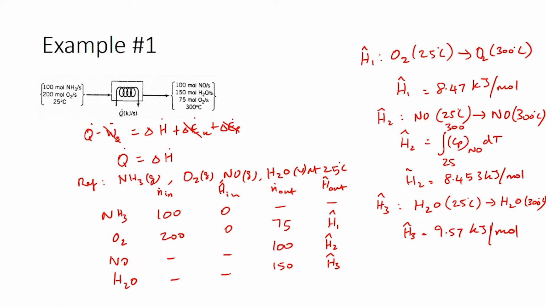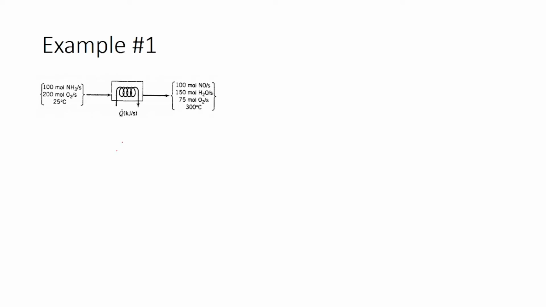So, you can calculate your delta H dot as delta H dot equal to sigma of outlet streams, which is N dot out times H cap out, minus sigma of N dot in times H cap in, plus we also have to account for the reaction. The heat of reaction would be xi times delta HR cap. So, heat of reaction is given to us, it was given as minus 904.7 kilojoules per mole. So, what we do not have is xi, which is the extent of reaction.